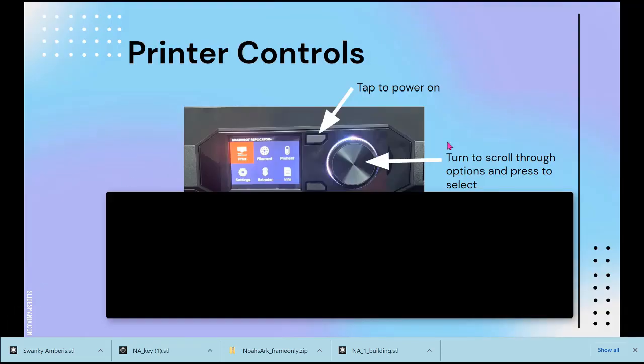Now if we just look at the printer controls, this is the front of the MakerBot Replicator. If the MakerBot happens to be off, you're just going to use the top button there to turn it on. The knob over here is going to scroll through all your choices on the screen. And then if you press that knob in, you will select the choice that it's on. So if I would press the knob in now, it would print because that's what's chosen over here.